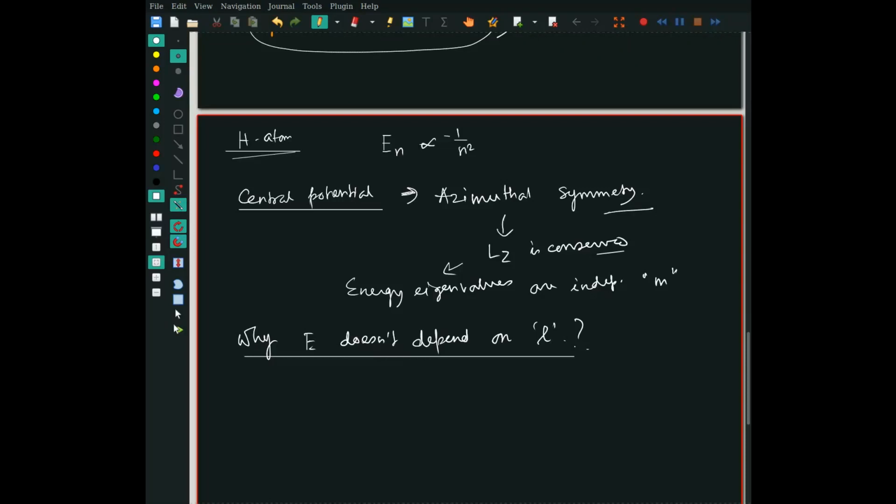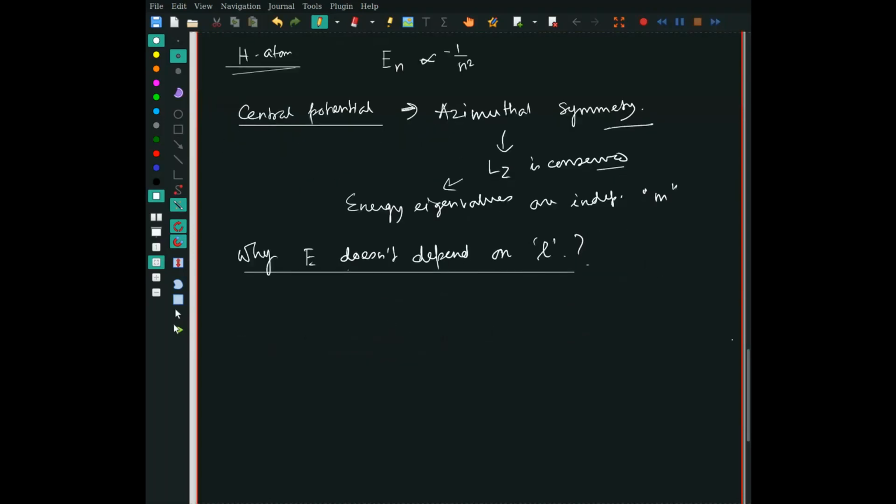Isotropic harmonic oscillator. So what does it depend on? Only on n, proportional to n. For the isotropic harmonic oscillator, the energy depends only on n: n1 plus n2 plus n3 plus 3/2, times h cut omega.